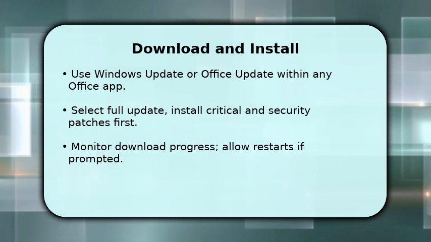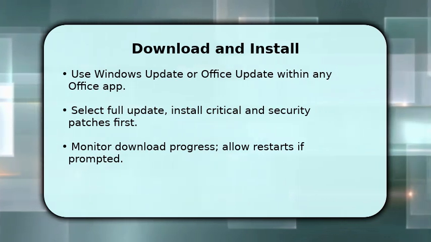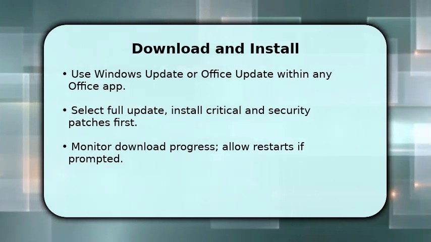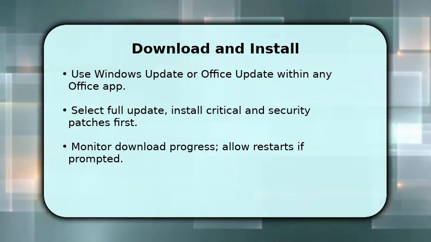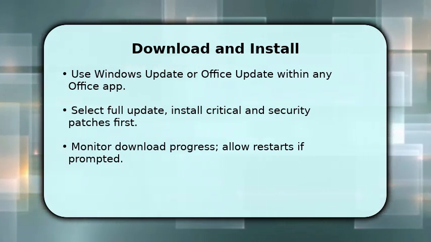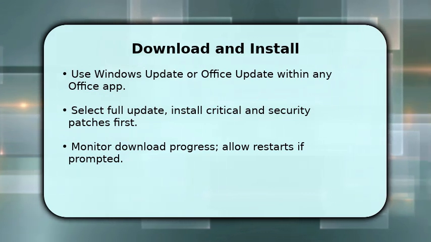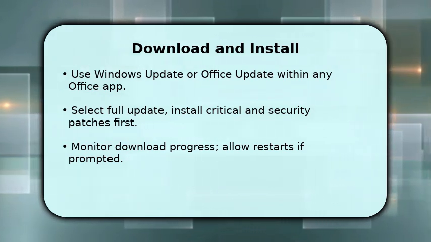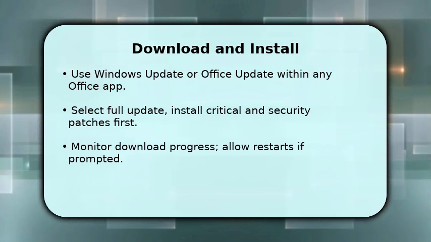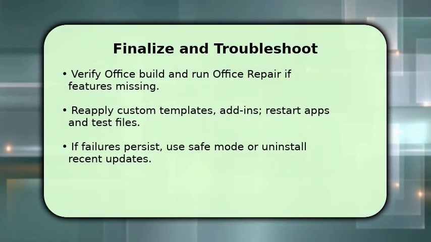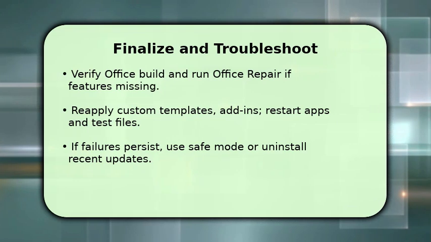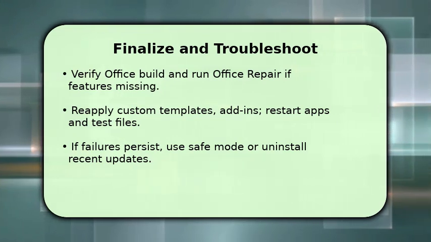While files download, watch for progress and do not interrupt the network. Throttling or VPNs can slow or break installation. If a restart is requested, let it complete fully before reopening Office. Once installed, verify the build number under Account to confirm the update applied correctly. Finish by checking the Office build and testing key documents and add-ins to confirm functionality.